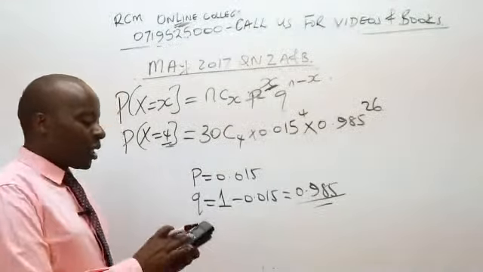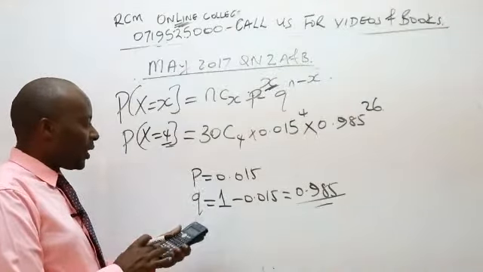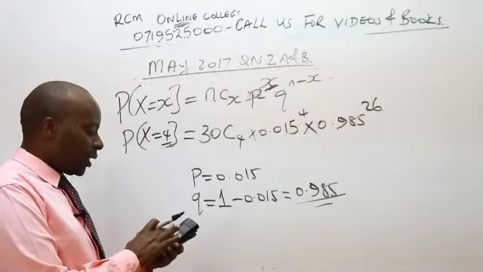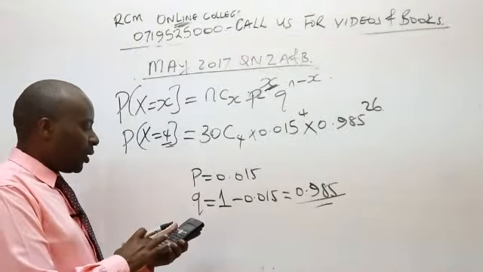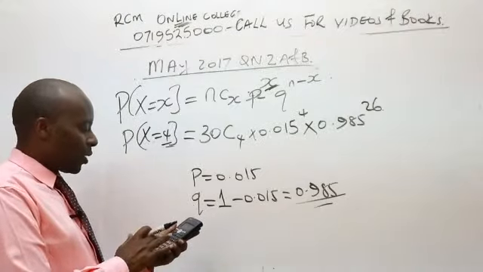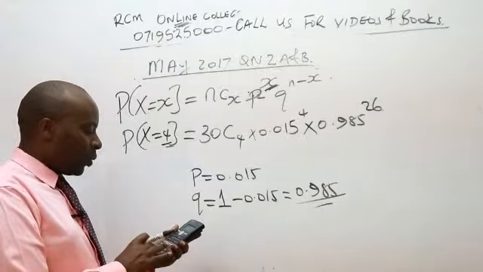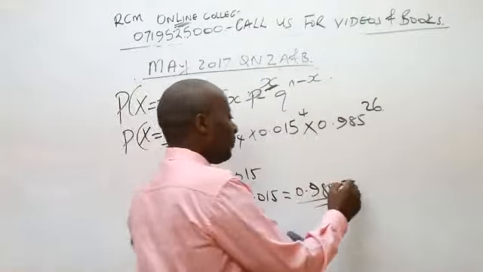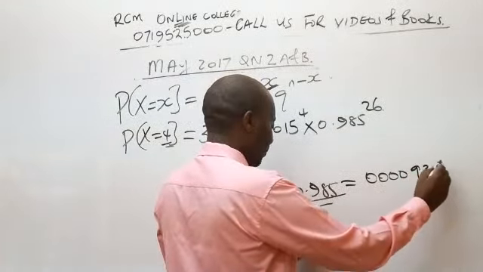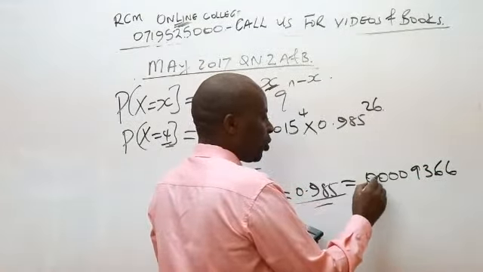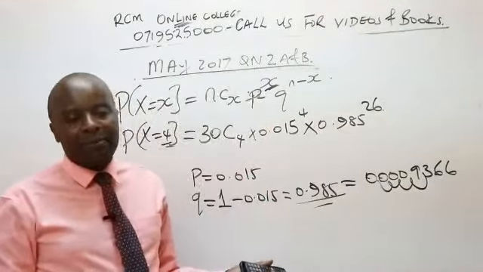So ladies and gentlemen, straight away we have 30 combinations 4 times 0.015 raised to power 4 times 0.985 raised to power 26, which at the end of the day again gives us a very small probability. So it's 4 zeros on the left because of negative 0.4, and then we have 93, 66. We'll put a decimal there, or you count with 1, 2, 3, 4, and you still end up getting the same decimal place.